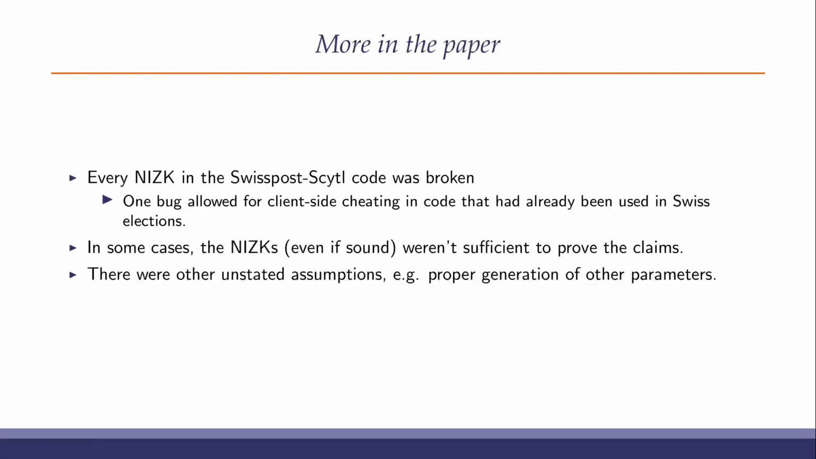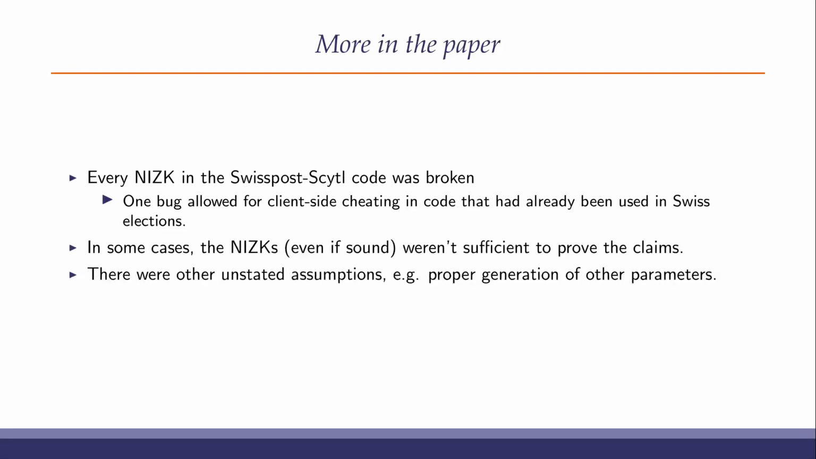There's a lot more detail in the paper, a bunch of other attacks along similar lines. Every single non-interactive zero-knowledge proof in the Swiss Post CITL code was broken for essentially the same reason. Not all of these led to exploitable attacks. One bug allowed for the client to cheat, and that was important to Switzerland because that opportunity had already been available in code that the Swiss had already used in previous elections in a precursor system.